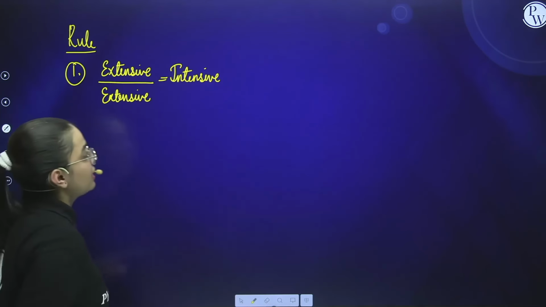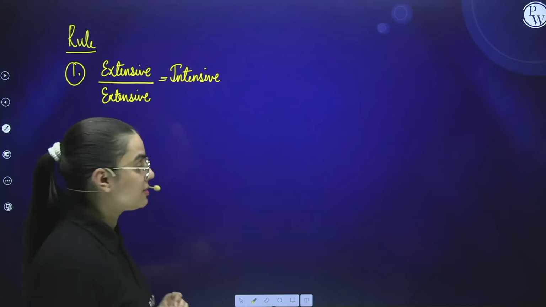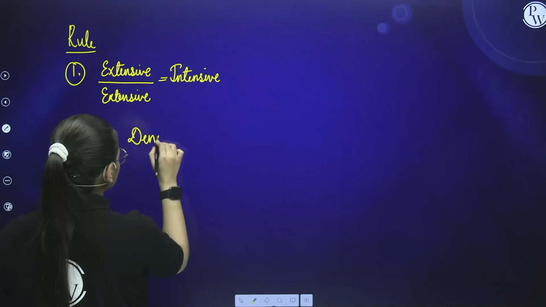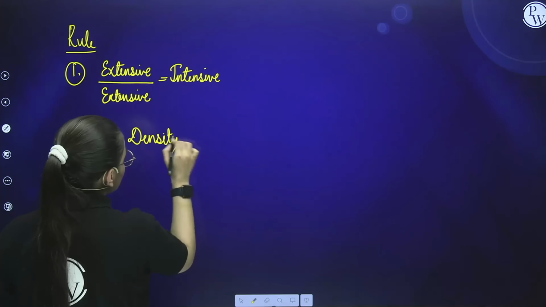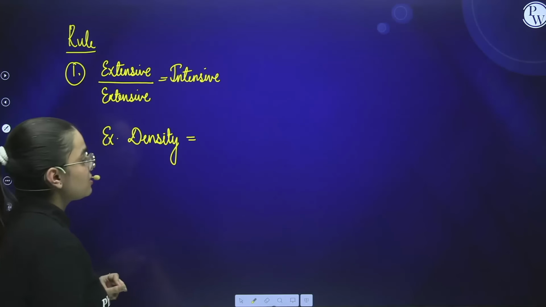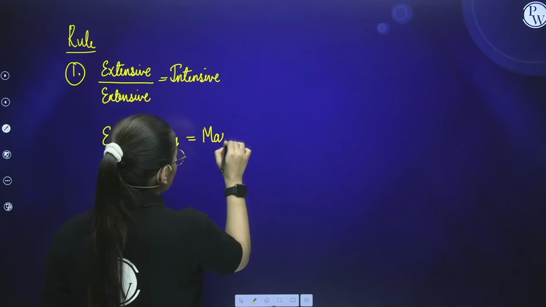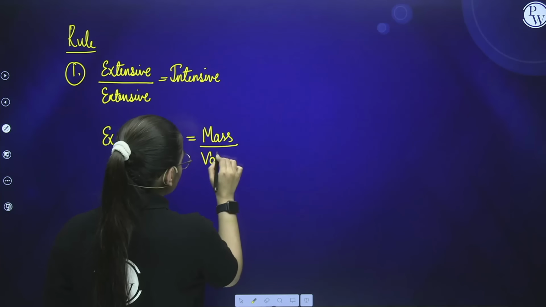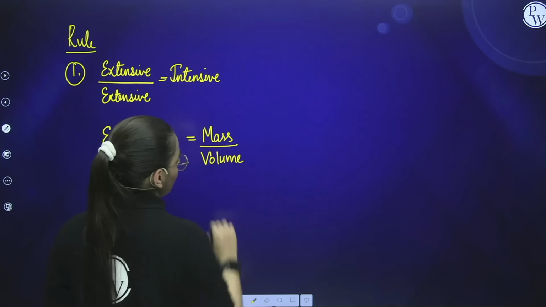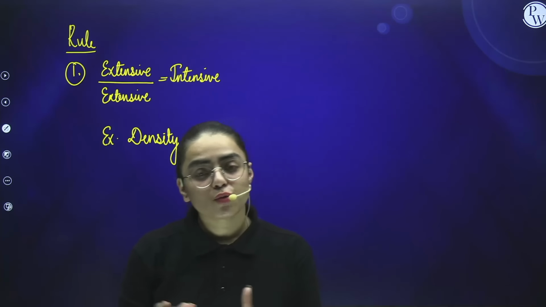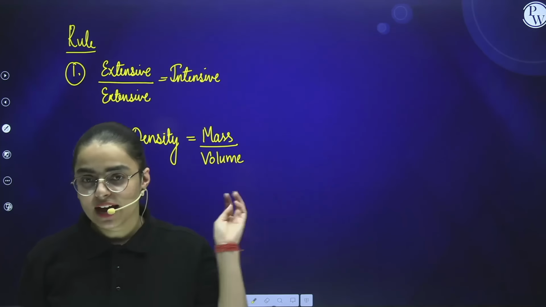Now let us take an example of density. Students, if I talk about density, what is the formula for density? It is mass by volume. And I know that mass is an extensive property. Also, volume is an extensive property. We have written them in the extensive list.